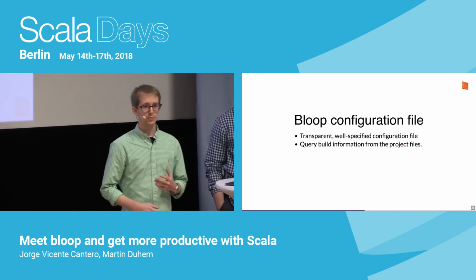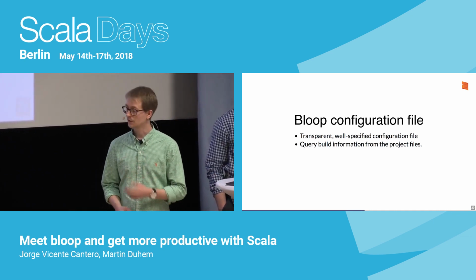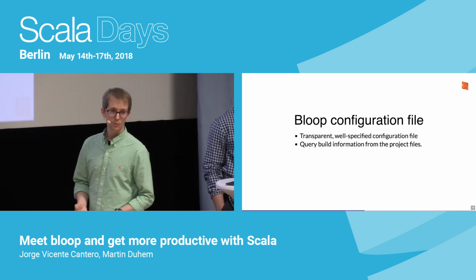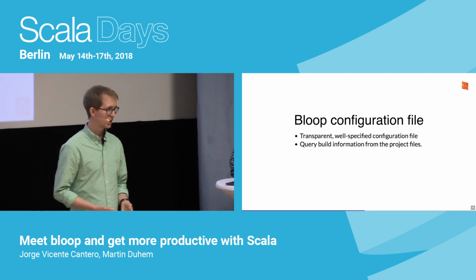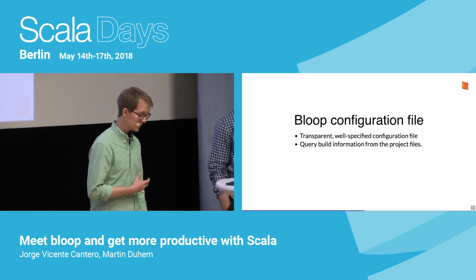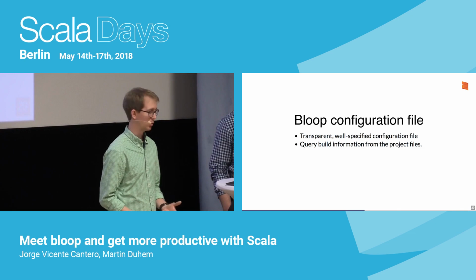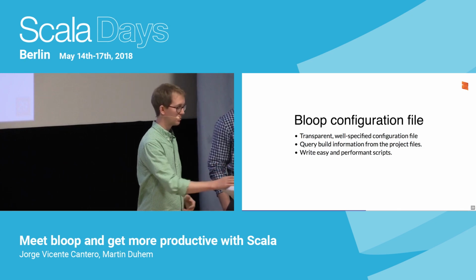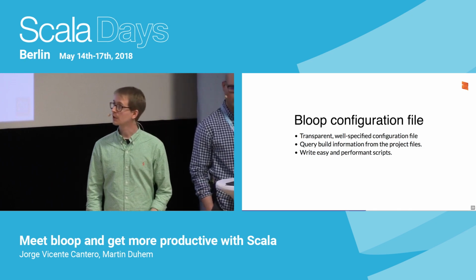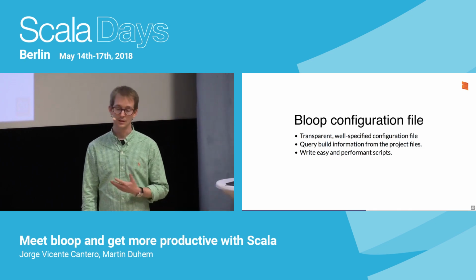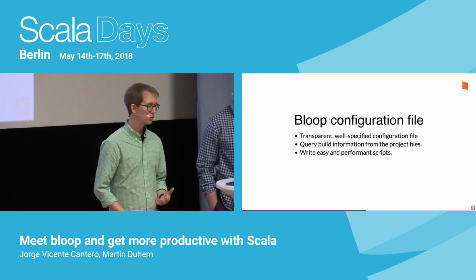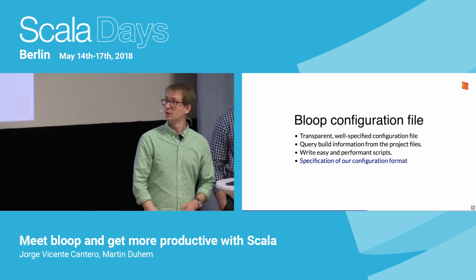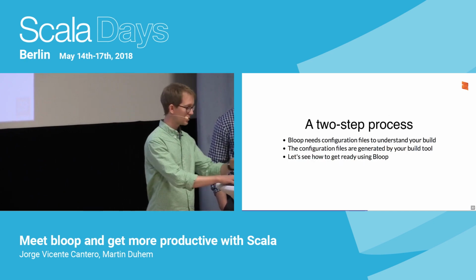Given that this configuration file is so well specified, you could also use it to create new tools. That's exactly what they've done in the example that we've shown at the very beginning when they simulated source dependencies using bloop. There are lots of tools in the command line or whatever to parse JSON and to be able to interact with it, and that makes it very easy to write new performant tools using bloop. This is a link to the specification of the configuration format if you're interested.